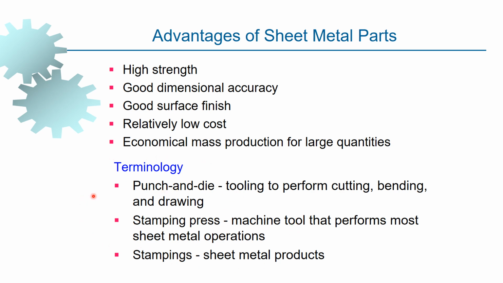How do we produce them? What are the methods? We use the punch and die method. The tooling used for punch and die can be used for cutting, bending and drawing processes. A stamping press is a machine tool that can be used for stamping operations, etc.